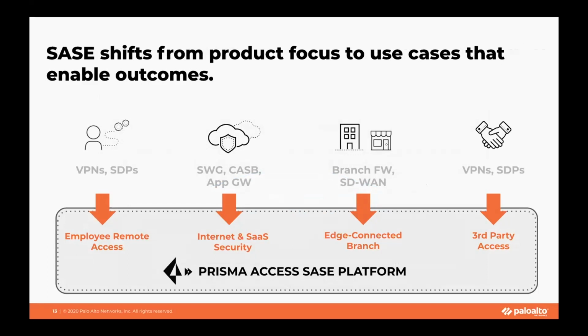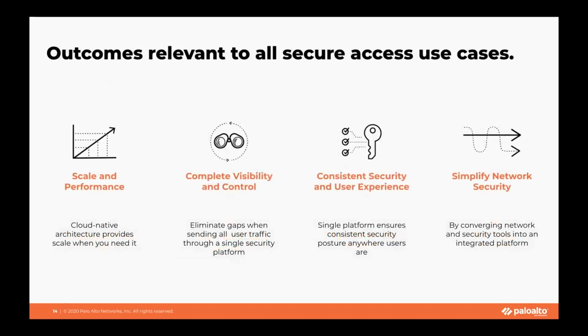And when we focus on getting away from the product view into a platform view, and that say Prisma Access SASE platform, it solves employee remote access. It solves the internet and SaaS security problem. It solves the edge connected branch and third-party access. This is where we actually start to get into outcome delivery over time, right? And like I said before, I had three, around scale, visibility, and consistency around what we had to solve.